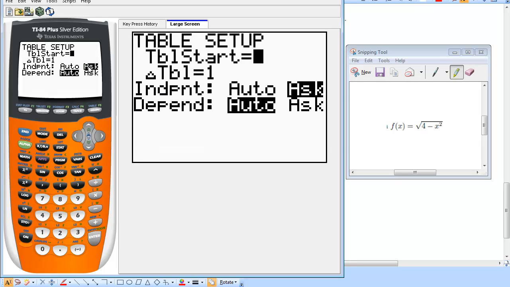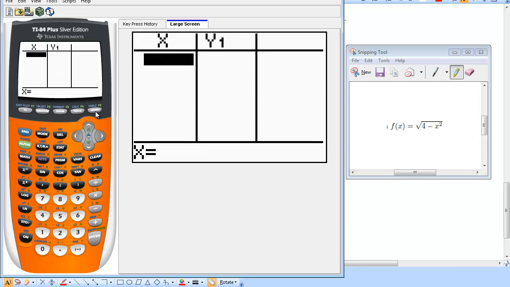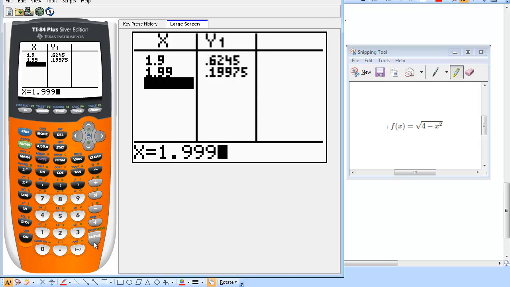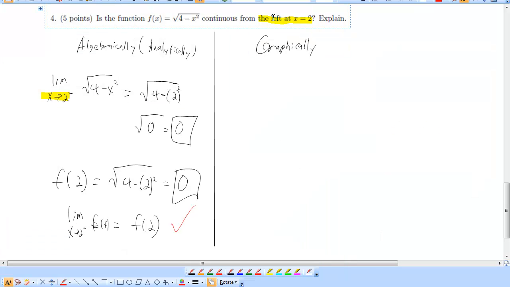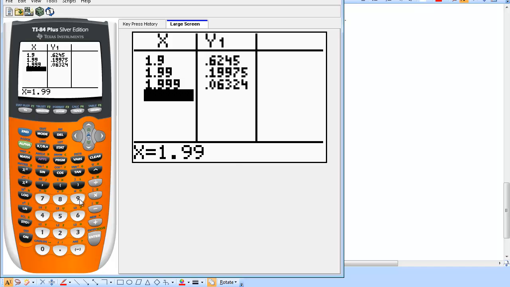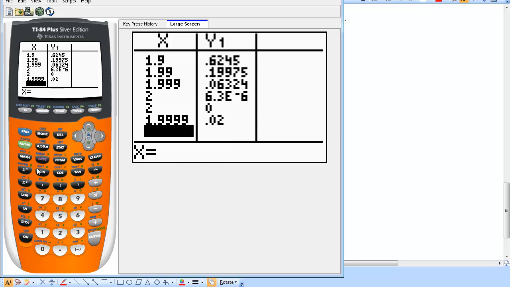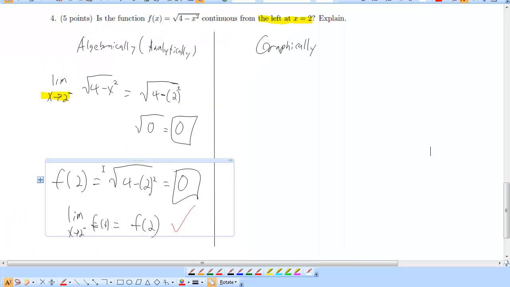Tables are not as clear in this one particularly, even though I really like tables. I'm going to set my table and look at my function value at 1.9. It's a pretty small number, and at 1.99 they get smaller and smaller, and I'm approaching 2 from the left, so that's why I'm using numbers that are close to 2. Here it rounds, and the number looks a little off, but it's 6.3 times e to the negative 6, so it's a number really close to 0. But you can see the closer I push the numbers to 2, the smaller the function value is, and so the limit obviously approaches 0 graphically.